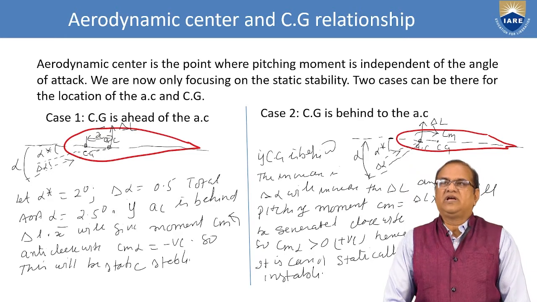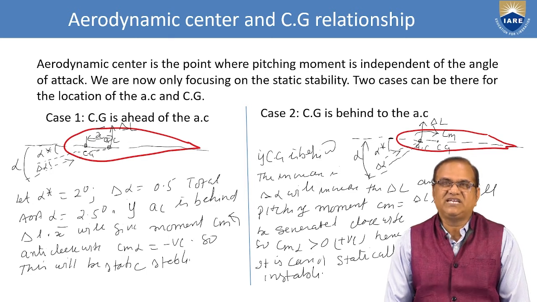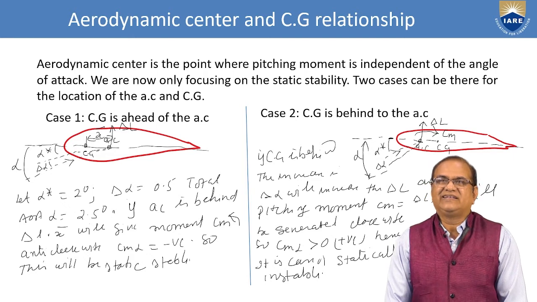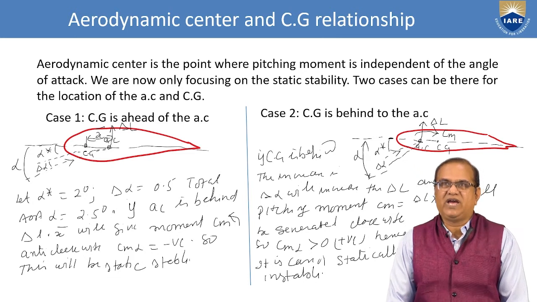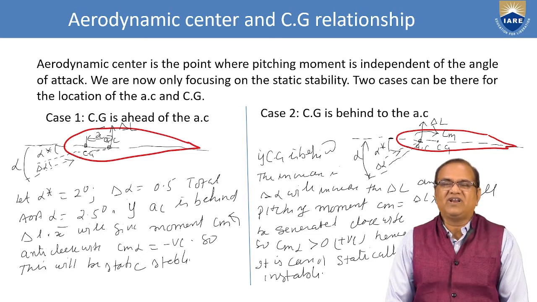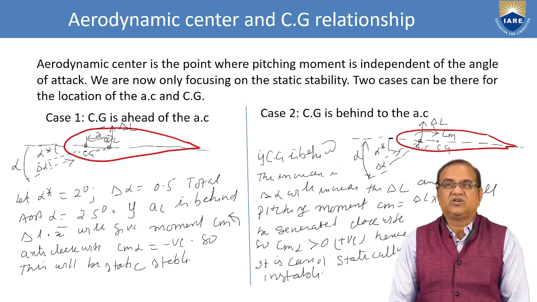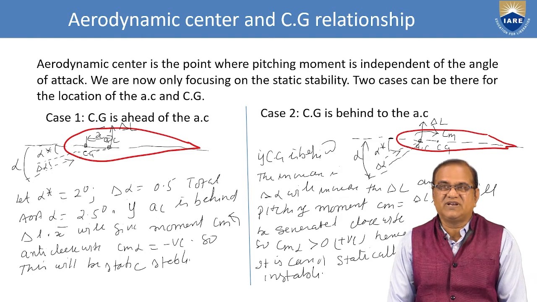Now I am going to discuss a very important relation between the center of gravity and the aerodynamic center. The aerodynamic center is the point where the pitching moment is independent of the angle of attack. It means whatever angle of attack you give, it will not affect the pitching moment. So that point we say is the aerodynamic center. We are now only focusing on static stability.